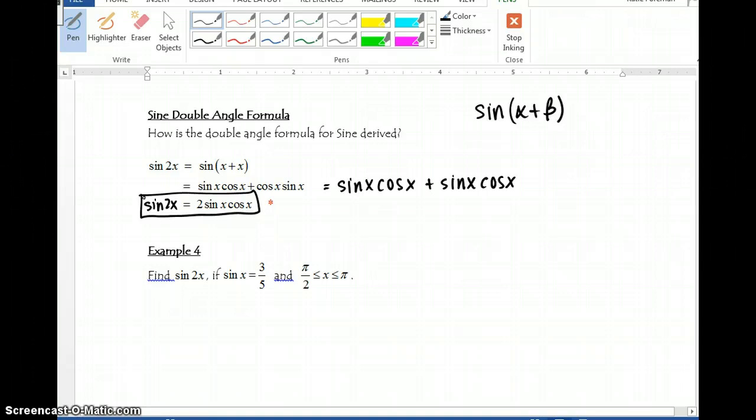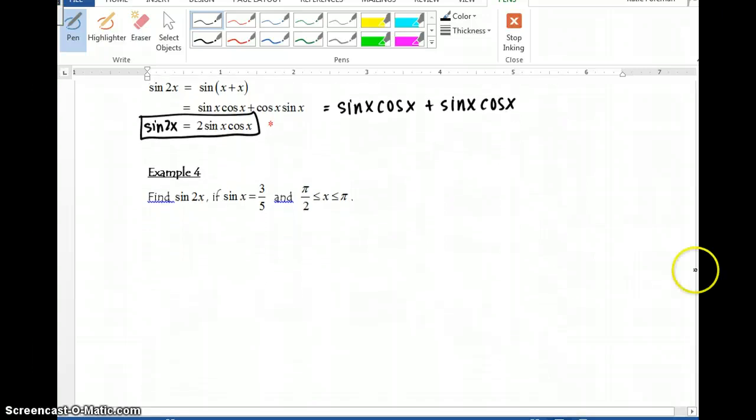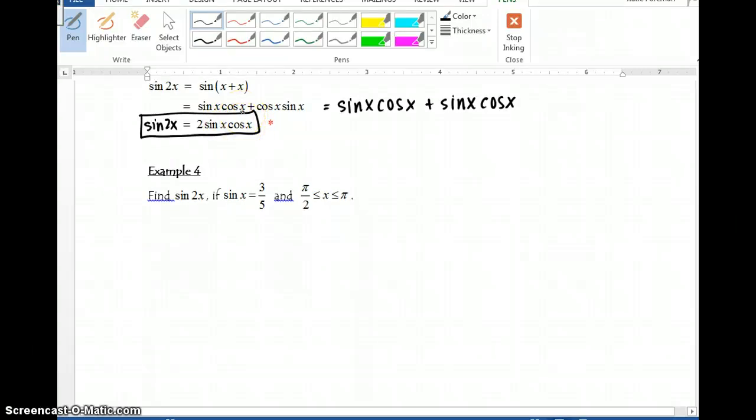Okay, one identity for sine 2x, 3 identities for cosine of 2x. But the thing with the double angle for sine, it requires that you have the sine and cosine value for every problem. So the example of using the Pythagorean identity and setting up a right triangle, we'll use that here.